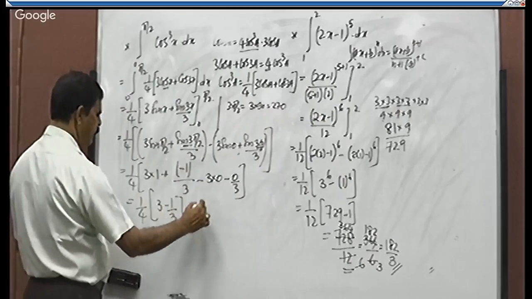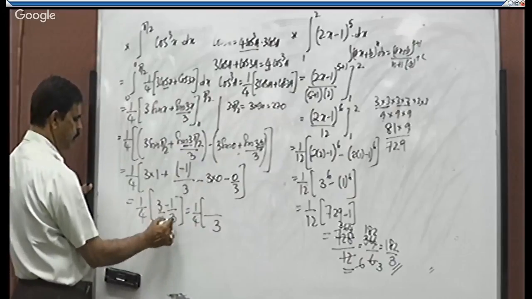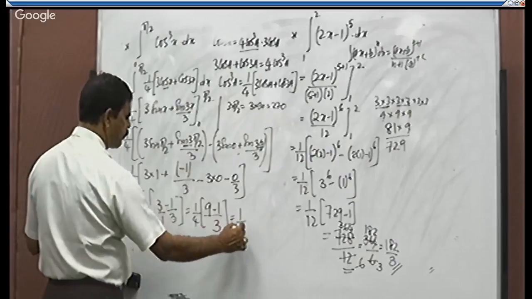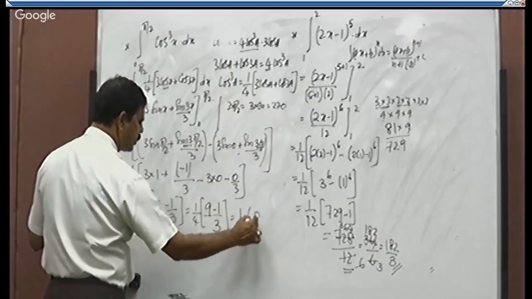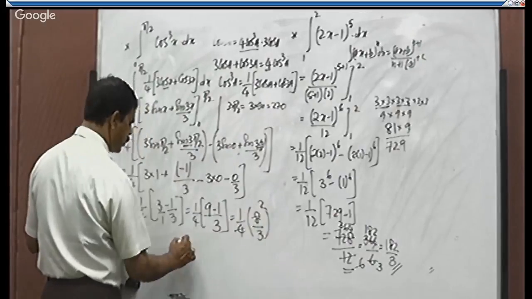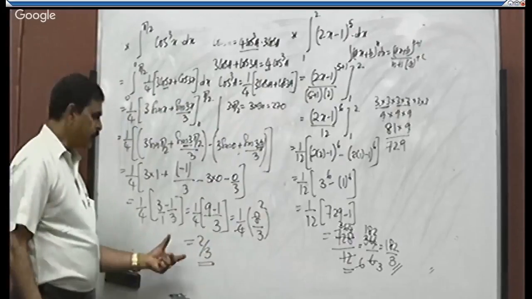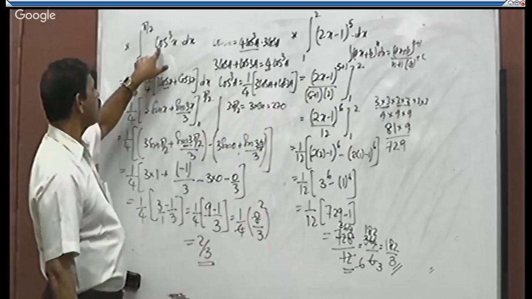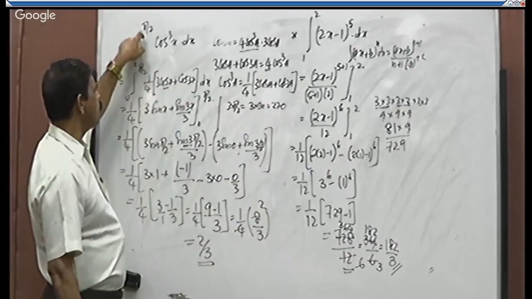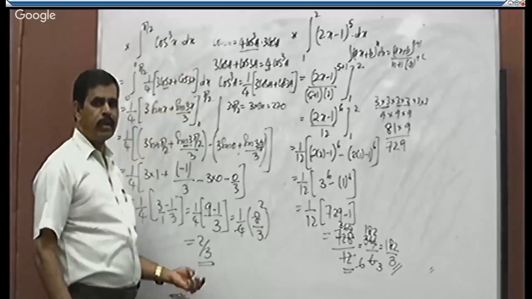Or 1 by 4 into, take LCM. What is the LCM? 3 is the LCM. 3 into 3, 9 minus 1. Or it is 1 by 4 into 9 minus 1 is 8 divided by 3, or 4 2s are 8, so the answer is 2 divided by 3. You will get the same answer if you take sin cube x with the same limit. 0 to pi by 2 sin cube x dx is also equal to what? 2 divided by 3.